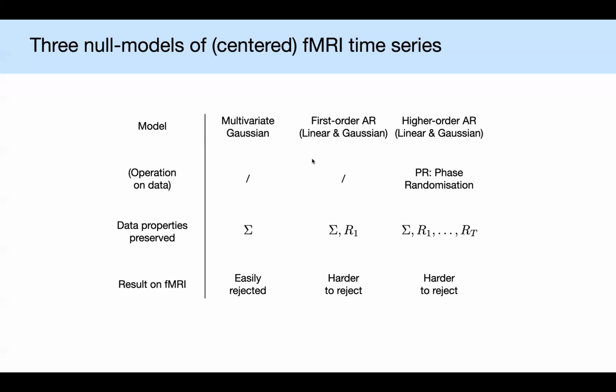Okay, so you can see here that there is a nice nested structure. This one preserves sigma, this one preserves sigma and R1. So R1 is the first order autocorrelation matrix of fMRI time series. It's the same size as sigma, except that it's non-symmetric. And here you preserve even more information, but it's a nested structure of preserved information.